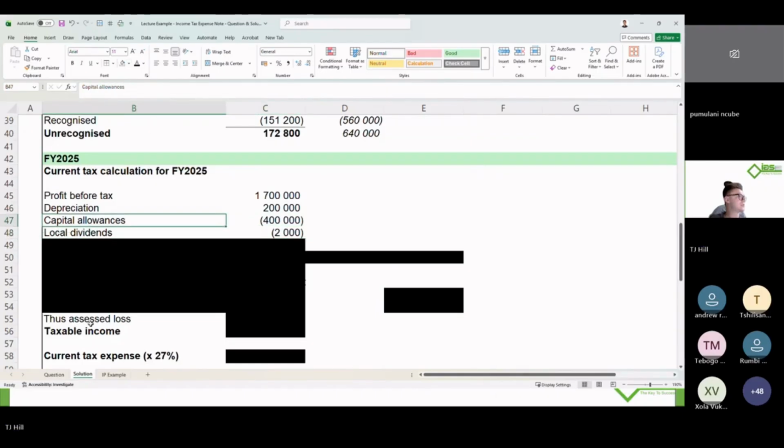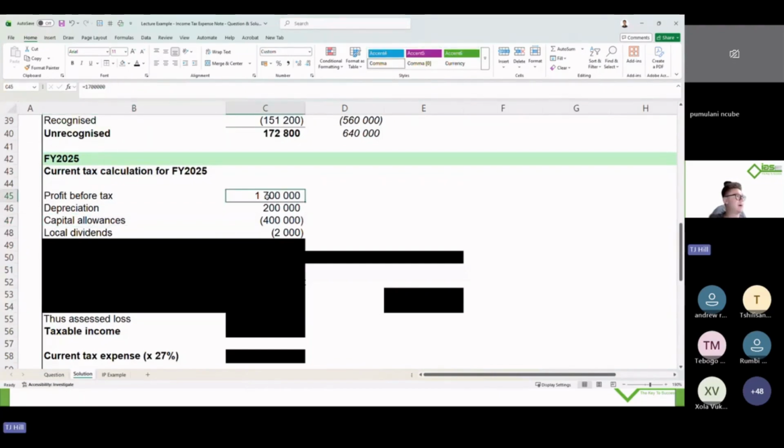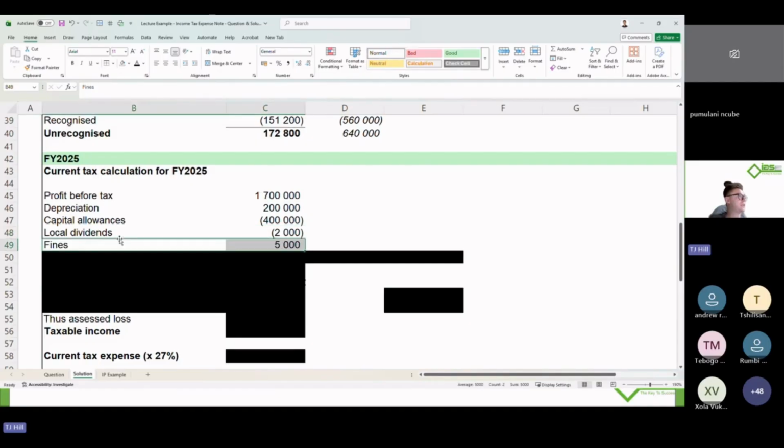Then dividends was included as income in here, but it's fully exempt in terms of section 10(1)(k). It's local dividends, which means for taxable income purposes, it should not have been in there, so I must remove it. Okay. Then the fine we know is a prohibited deduction, which I've included as an expense. It reduced my PBT, was an expense that I must add back to get to taxable income. That's my objective, right?